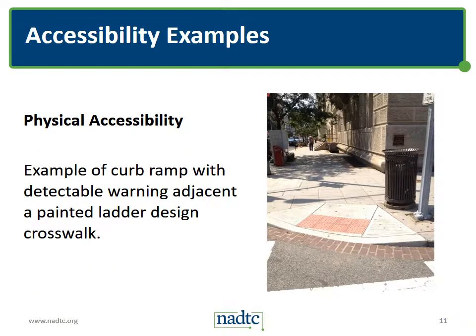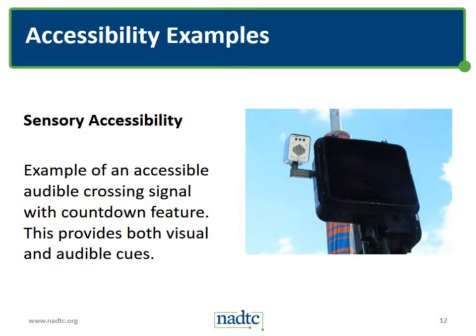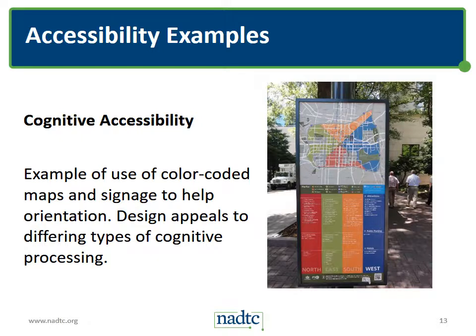We'll now take a look at some specific accessibility examples. For physical accessibility, an example would include a curb ramp with detectable warnings. An example of a sensory accessibility application would be an audible pedestrian signal, and this could contain a countdown feature, so this provides both visual and audible cues. One example of a cognitive accessibility application would be a color-coded map and design scheme used in a downtown area. This design appeals to differing types of cognitive processing.